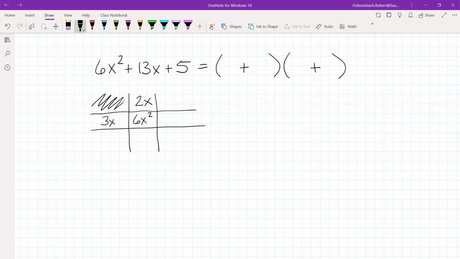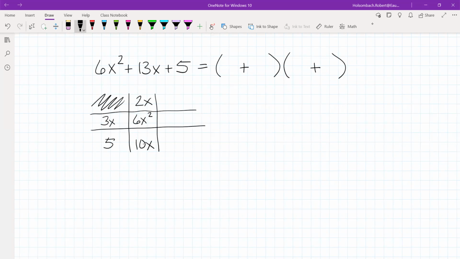Bottom left box and top right box need to be factors of 5. So I'm thinking about my locations. And if I put the 5 in the upper right corner, I have to take 5 times 3x. That'll give me a 15x, won't it? And I'll already be over the middle term. So I'm going to not multiply my 5 times my 3x. I'm going to multiply my 5 times my 2x. And that gives me a 10x here.